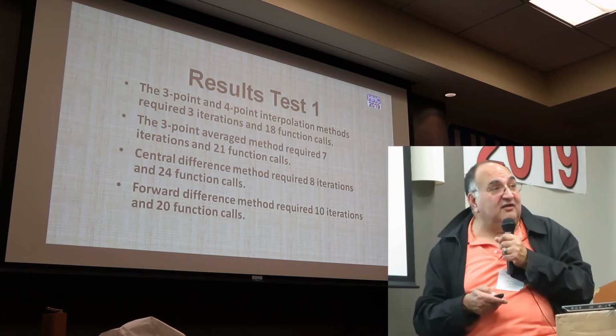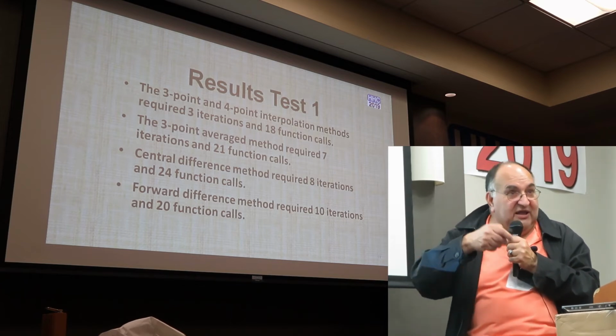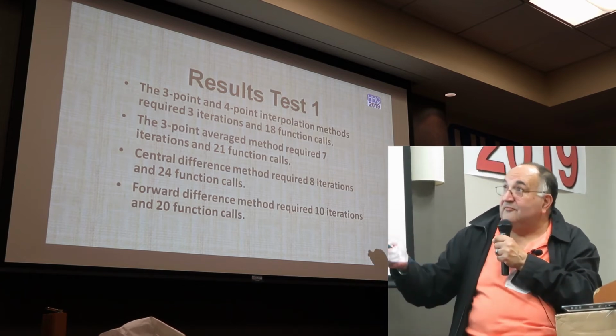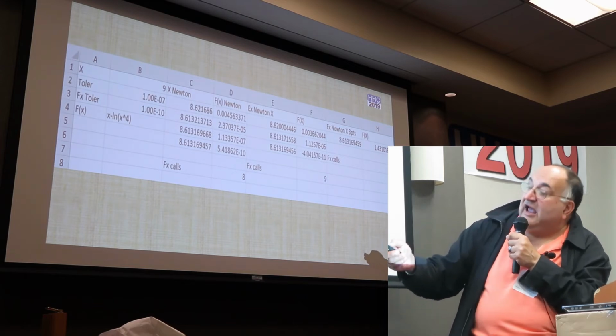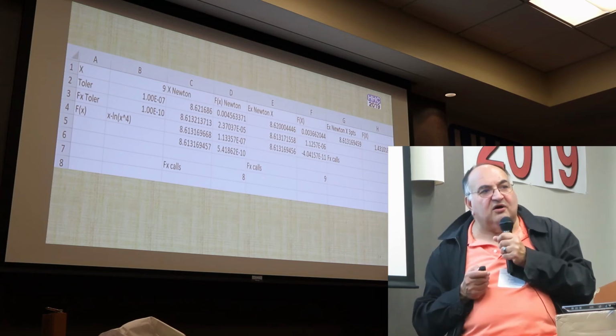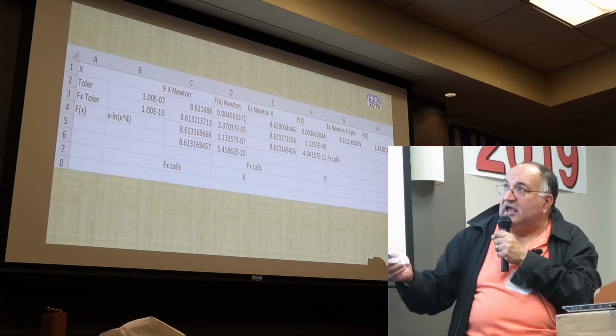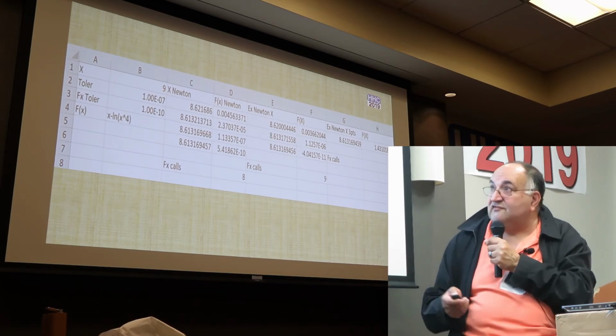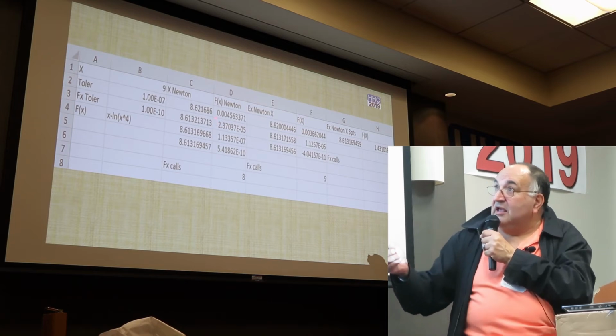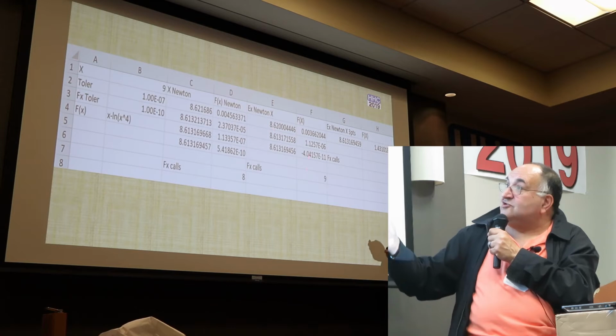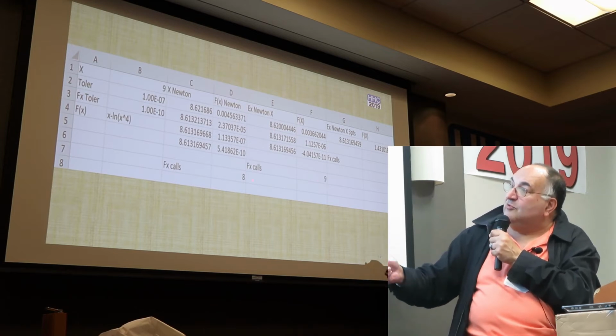So far the inverse interpolation methods, the 3 and 4 points, look very good. Second example, I have a function x minus the natural log of x to the 4th with the initial guess of 9 and tolerance of 10 to the minus 7 and function tolerance of 10 to the minus 10. And it solves it. This is the forward difference. This is the central difference. A little bit more function calls, but fewer iterations.